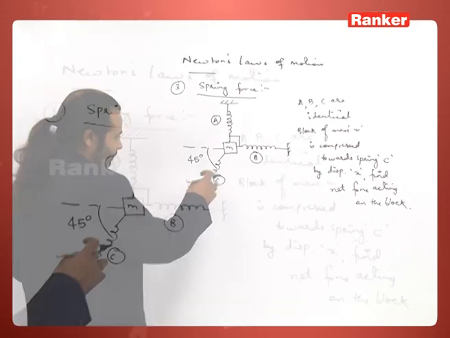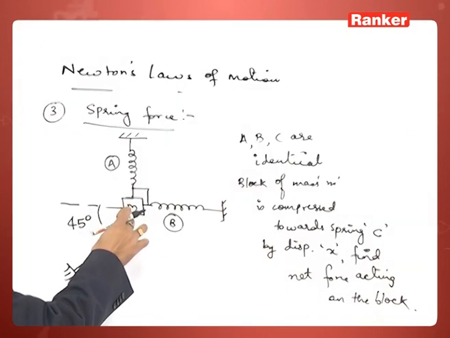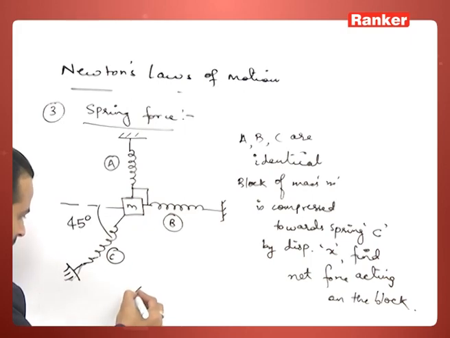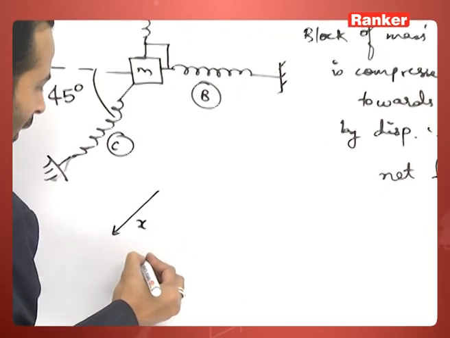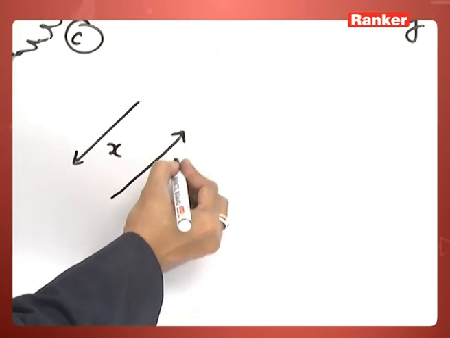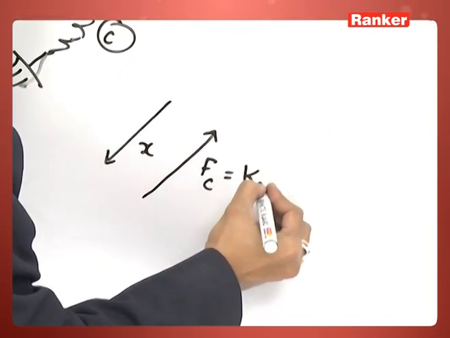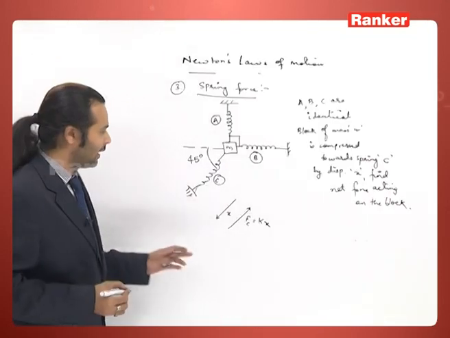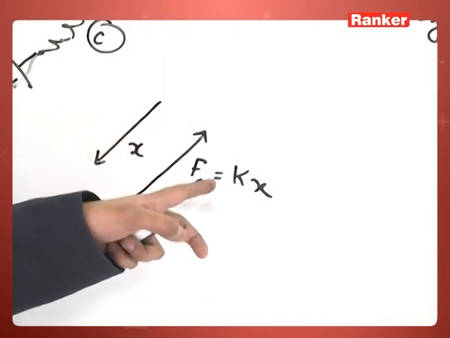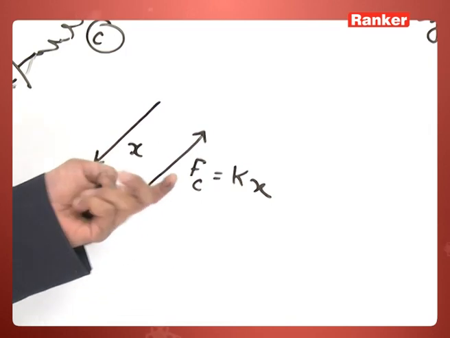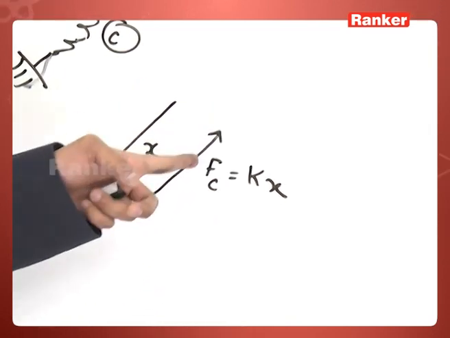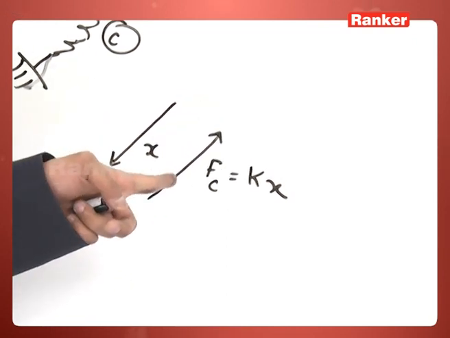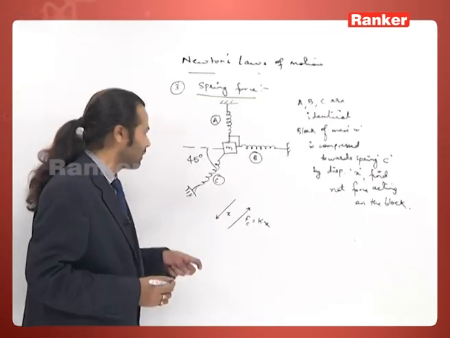Now, when the block is compressed towards C by x, the spring force due to C will be Kx in this direction. I am not mentioning the minus here, because minus shows the direction of force is opposite to the displacement, and here through vectors I have shown the force is opposite to the displacement x.